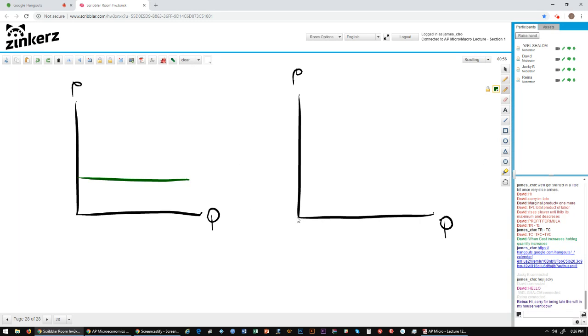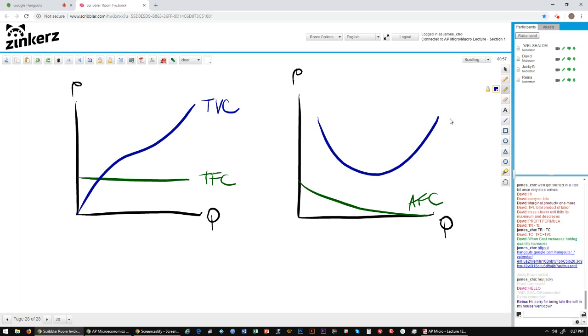Which one is that? Fixed. Total fixed cost. So which one is that? Average fixed cost. Perfect. What's that? That's the total cost. No, that's the total variable cost, because it's starting at the origin. So what's that? There's two. It could be average variable cost, or it could be average total cost. It's the same color. Okay, it could be average total cost.